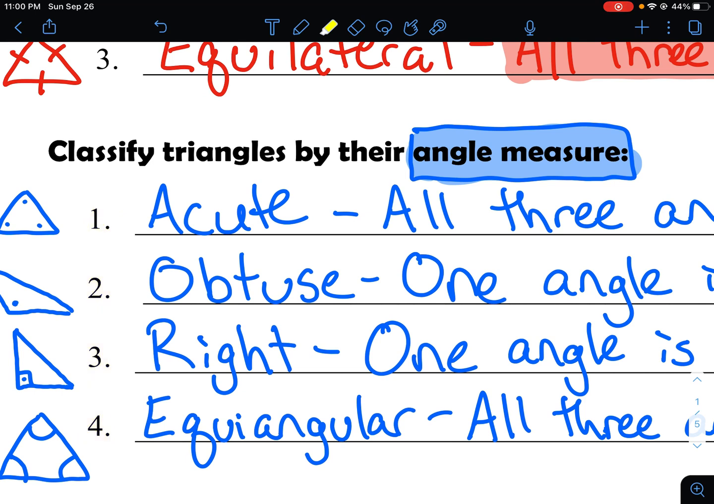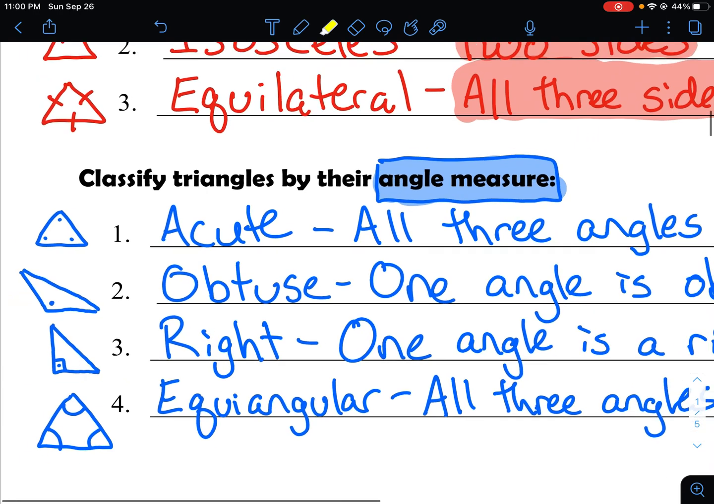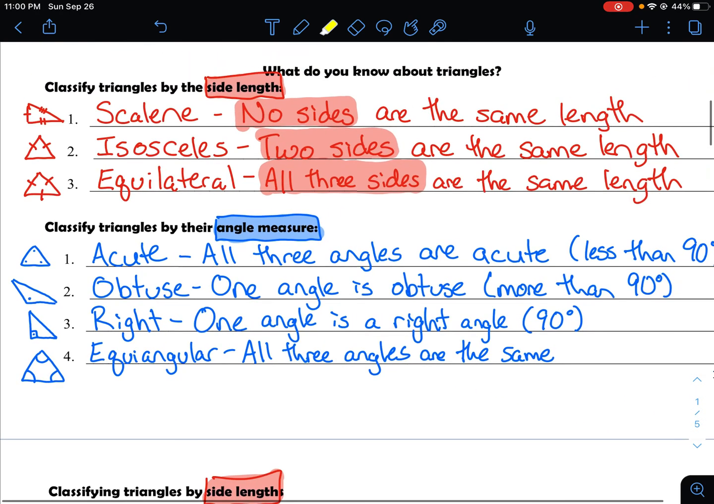These four all have to do with angle measures within the triangle. Nothing to do with the sides, just the angles. So an acute triangle is when all three angles are acute. In other words, all three are less than 90. An obtuse triangle is when one angle is obtuse. Okay, it's more than 90 degrees.